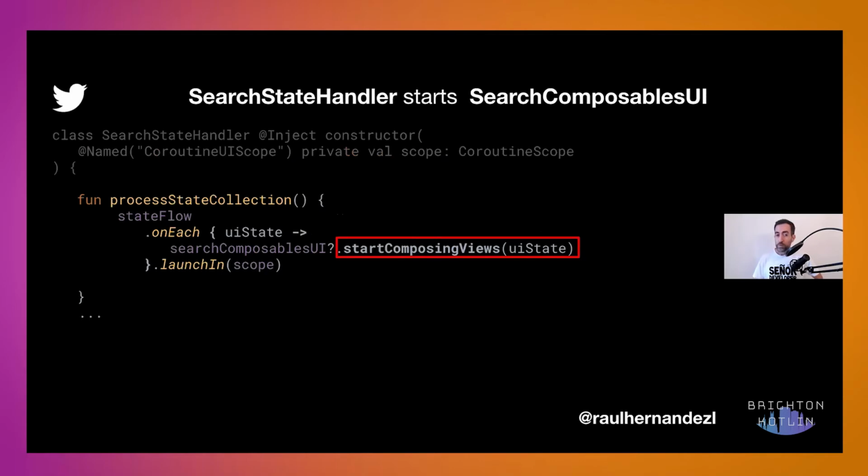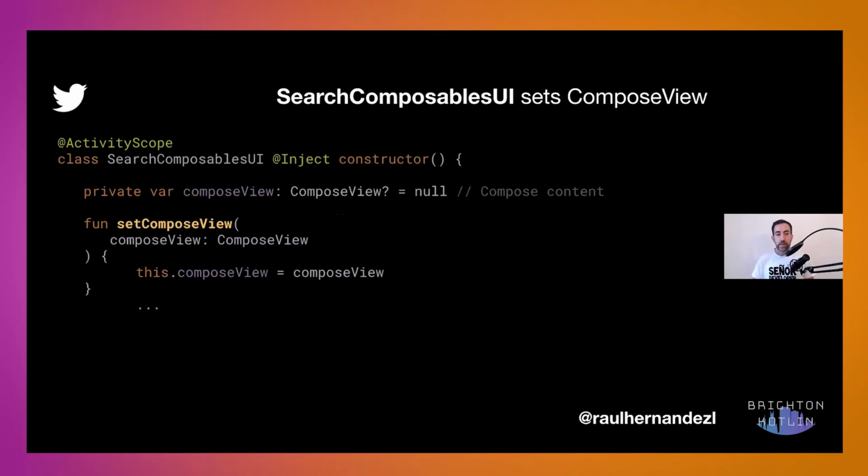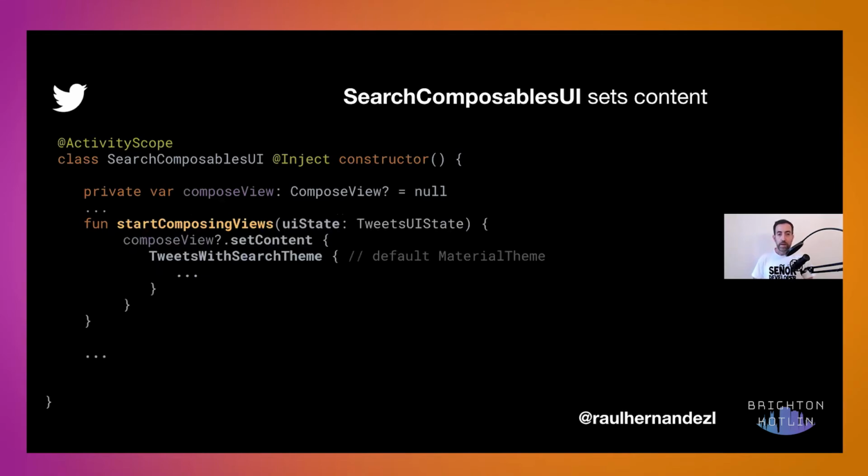So when we are processing those, equivalent to the previous implementation that you saw, but now I am using Search Composable UI to start composing my views with the UI state. So I initialize this in there as well. I get the compose view reference for the content. And now we're going to start playing with it, and this is where the magic starts.